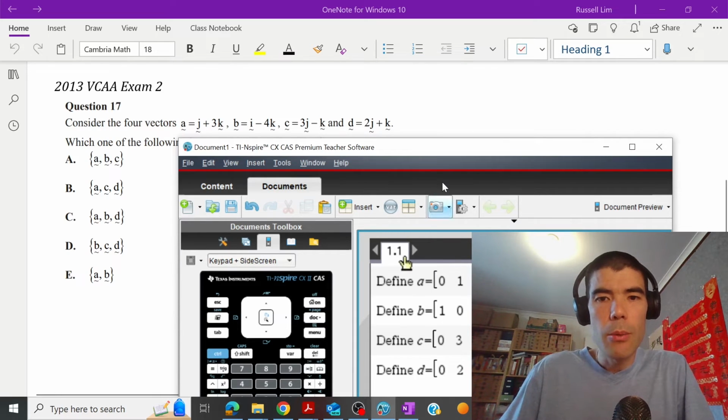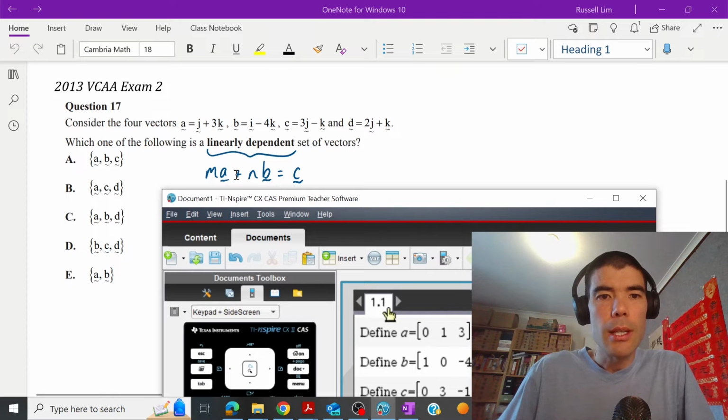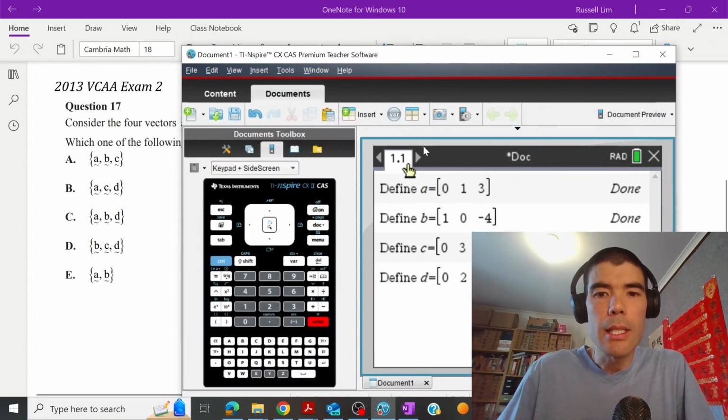All right, so now we want to solve this equation: m a plus n b is equal to c. Now, if that has a solution, then a, b, c must be linearly dependent.